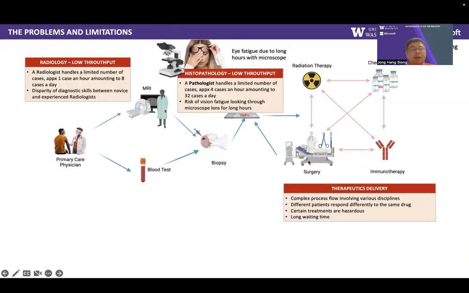Now, there are several limitations and problems with this current approach because it is low throughput. Radiologists and pathologists can only handle a certain number of cases a day. Especially the pathologists need to look through the microscope lens for long hours in order to diagnose the histopathological images. This could lead to eye fatigue. The therapeutics delivery itself is a complex process, and not everyone is competent to do it. Certain treatments can be hazardous if not handled properly. And also there might be a long waiting time for the patient's turn to get the treatment.